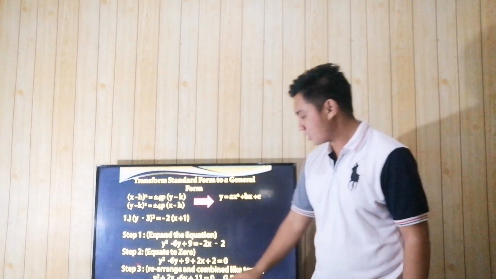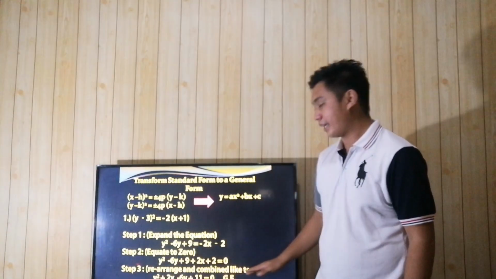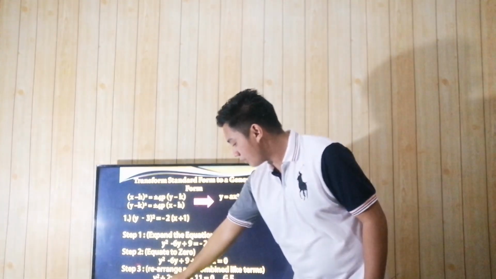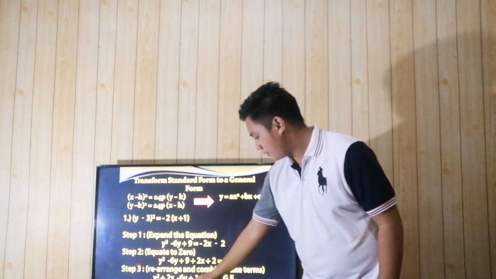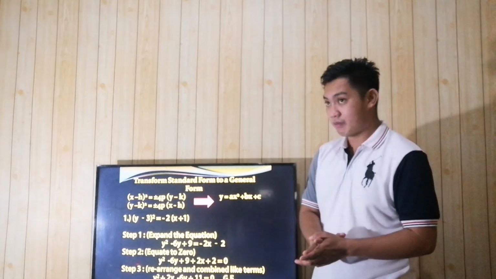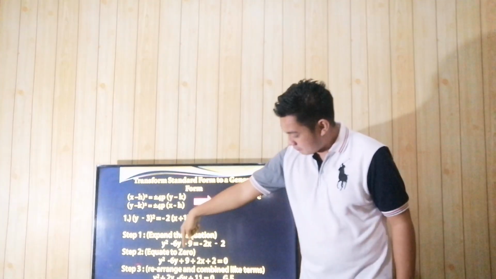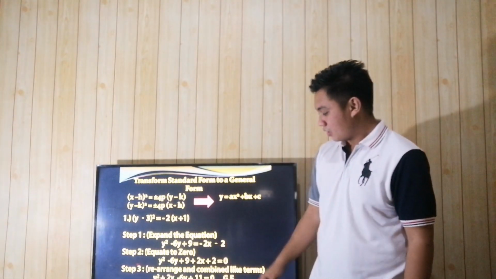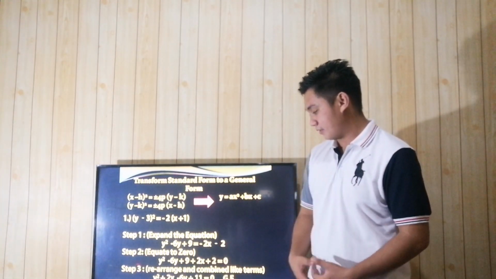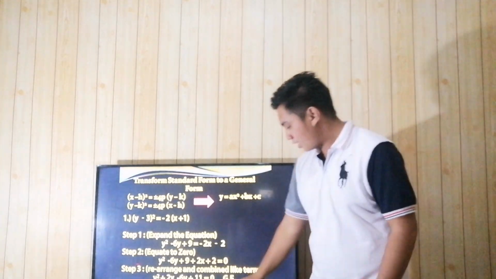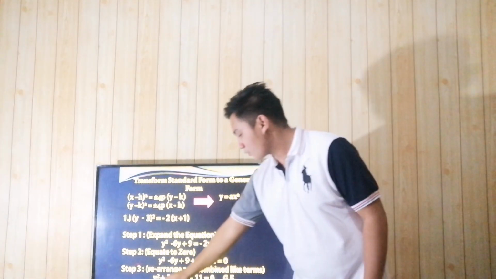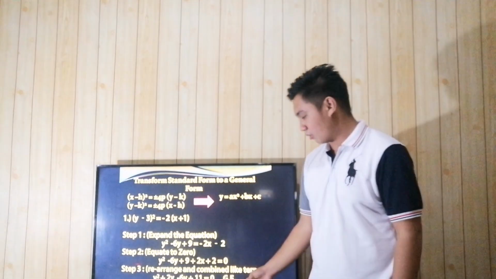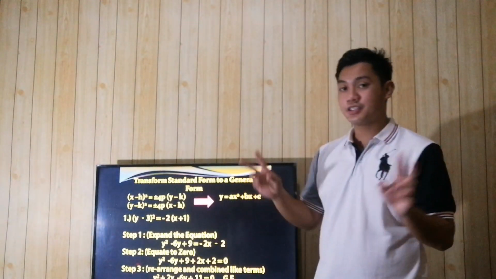Okay, now, step 3 is rearrange and combine like terms. So, we have y squared plus 2x minus 6y plus 11. Bakit naging 11? Because we have the same constant positive 9 and constant positive 2. 9 plus 2 equals to 11. So, yan na ang ating general form na y squared plus 2x minus 6y plus 11 is equal to 0. Yan na ang ating general form.